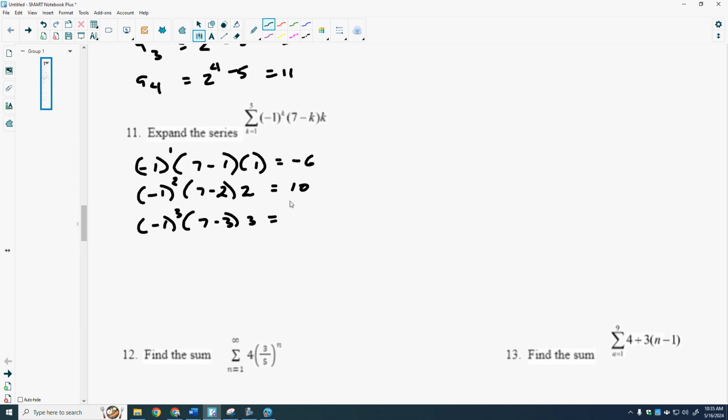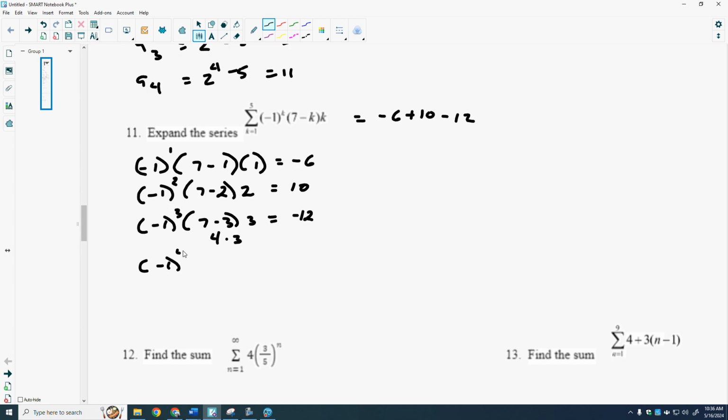Plugging in 3 gives me a -1. 7 minus 3 is 4. 4 times 3 is 12. Times a -1 is a -12. So my expansion is -6 plus 10 minus 12. Plug in 4.